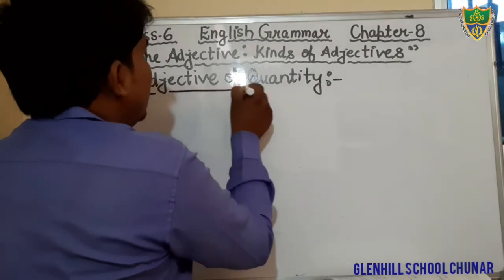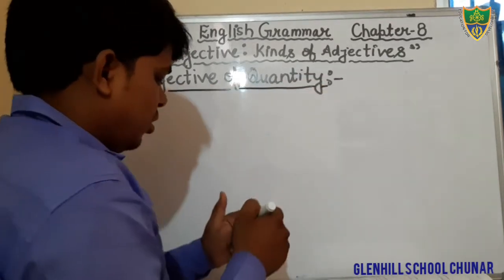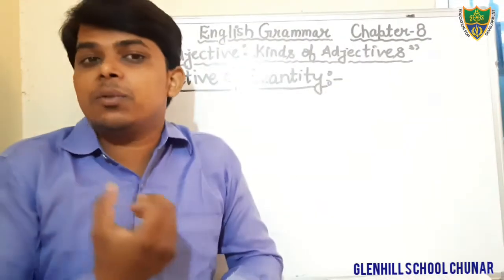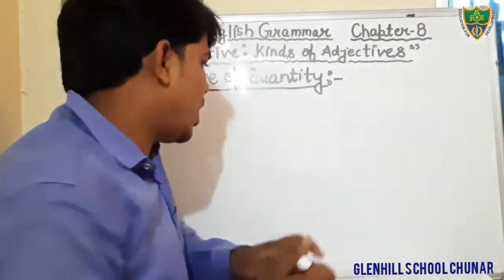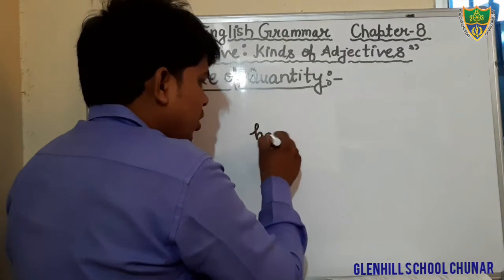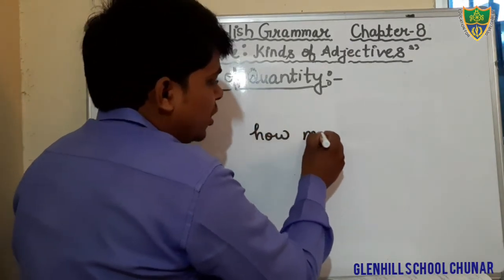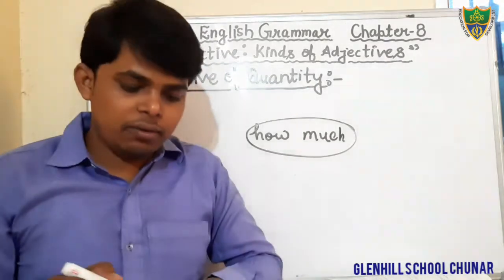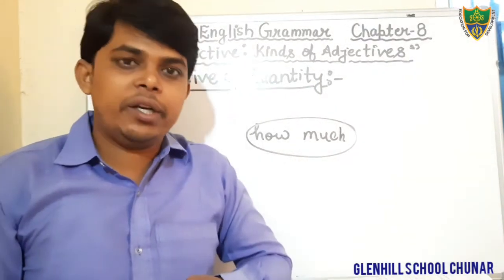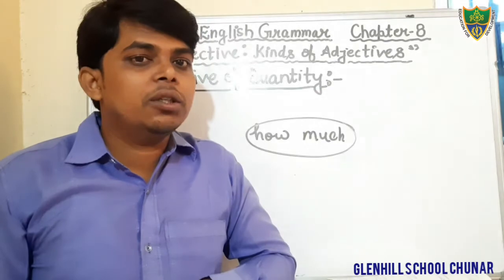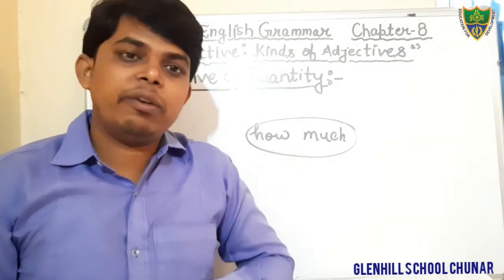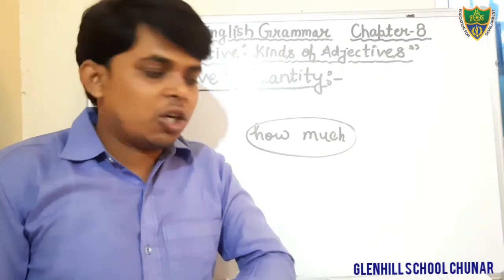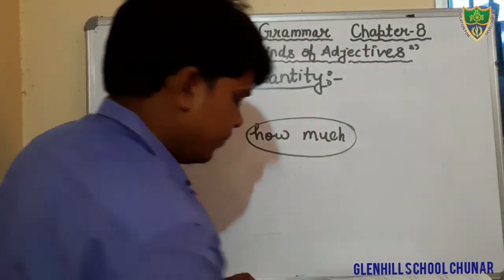That is quantity. It shows the quantity. How much of a thing is meant? It gives the answer of how much. And that is uncountable noun, the noun which cannot be counted. Here, we cannot count the things, but we can tell how much of a thing is meant. Okay, students, so just write down about it.